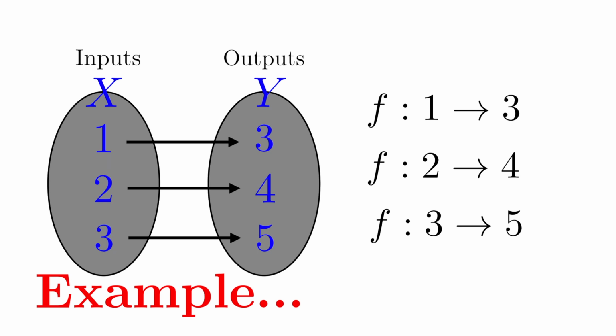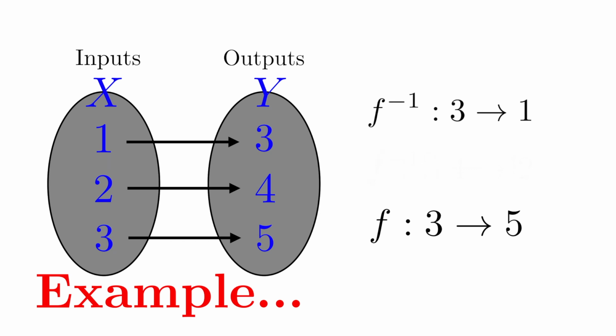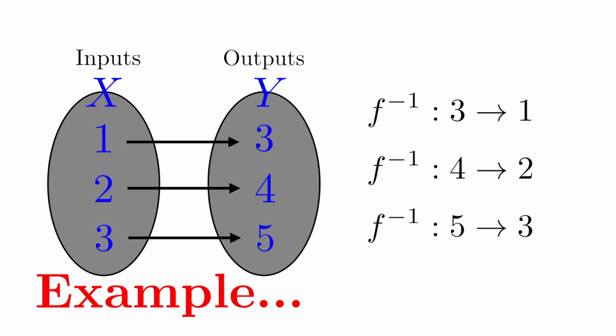Now, what does an inverse function do? Well, we know the answer. The reverse operation. Instead of going from the inputs to the outputs, it goes the other way, basically going from outputs to inputs. So instead of going from 1, which is an input, to 3, an output, the inverse function, f inverse, would go from 3 to 1, the other way. And the same applies to the other pairs of numbers.